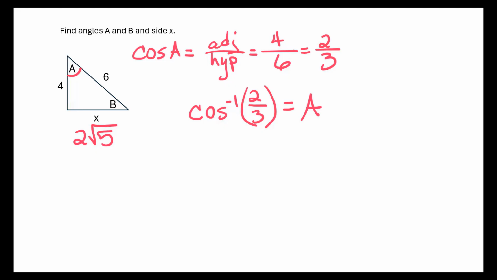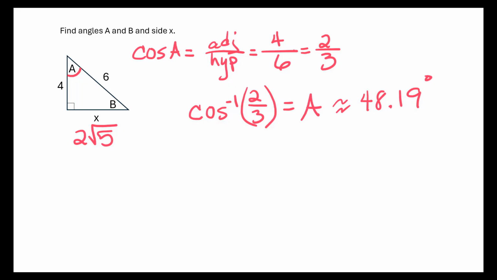So I don't know the angle. I use the inverse function. Inverse cosine of 2/3 is equal to A. So you're going to punch that into your calculator. You're going to hit 2 divided by 3 equals, and then you're going to hit inverse cosine. And you should get that A is about 48.19 degrees.